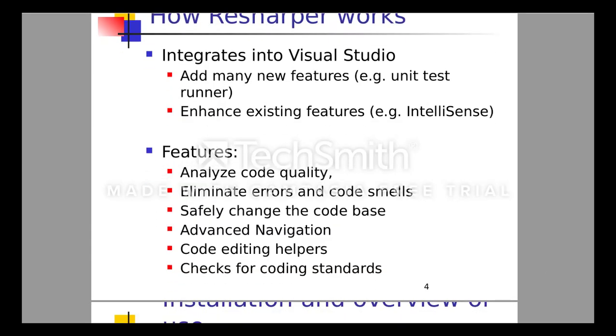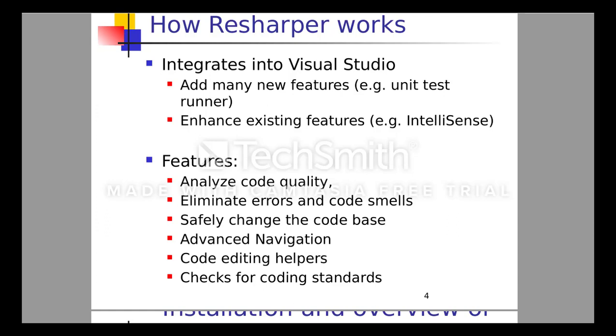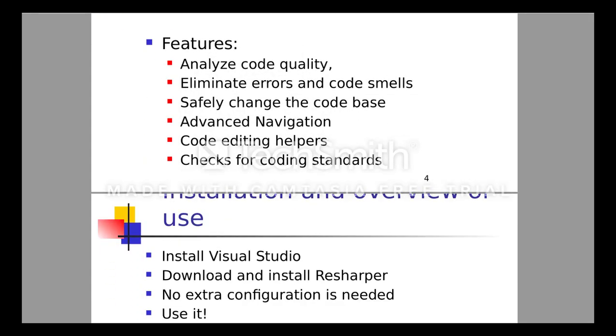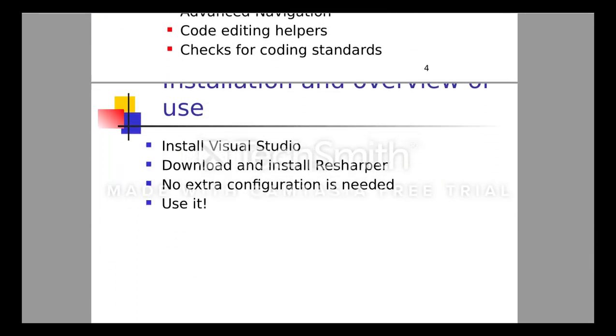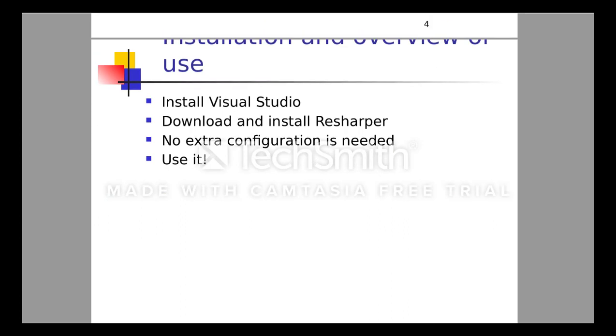How Resharper works. It integrates into Visual Studio and adds many new features like unit testing and enhances existing features like IntelliSense. Features provided by Resharper are: it analyzes code quality, it eliminates errors and code smells, it safely changes the code base, it helps us with advanced navigation and code editing helpers, and it checks for coding standards.